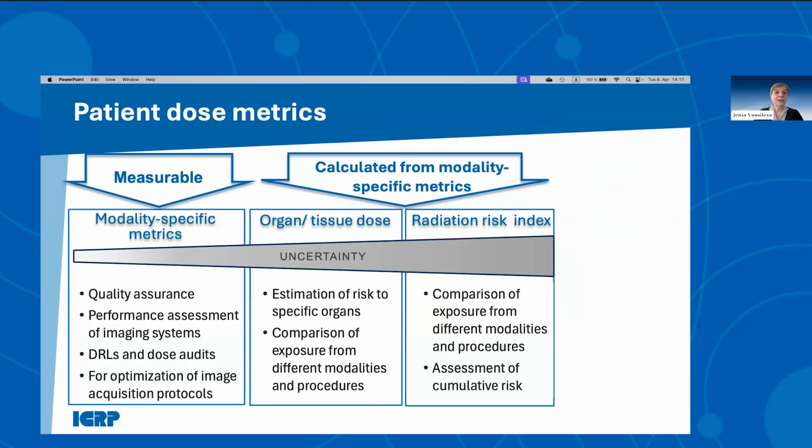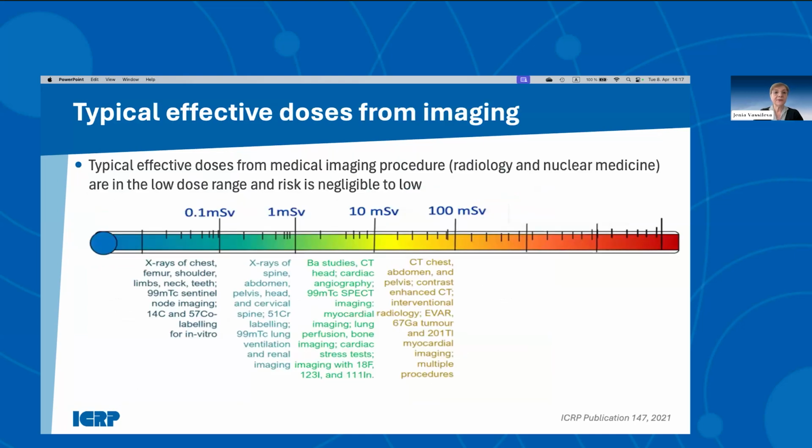or tissues. The measurable quantities we use for quality assurance, for performance assessment, for dose audits, optimization. Organ doses and the risk index, effective dose, we can use for comparing between different modalities and procedures. And we should always pay attention to the uncertainties because with the calculation step, especially for effective dose, the uncertainty is high. But it's very useful to compare exams like here.